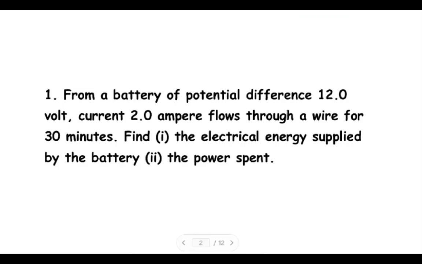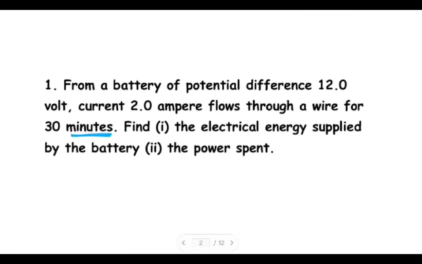From a battery of potential difference 12.0 volt, current 2.0 ampere flows through a wire for 30 minutes. Okay, catch over here, 30 minutes. We will have to convert it into seconds. Find the electrical energy supplied by the battery and the power spent.